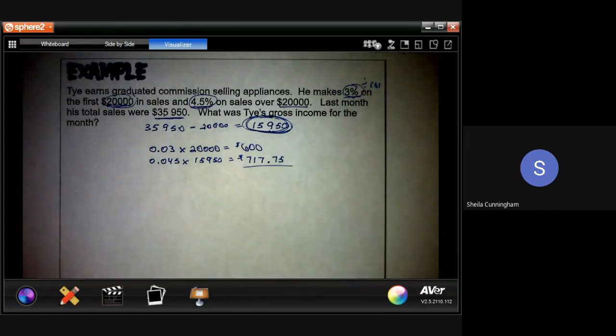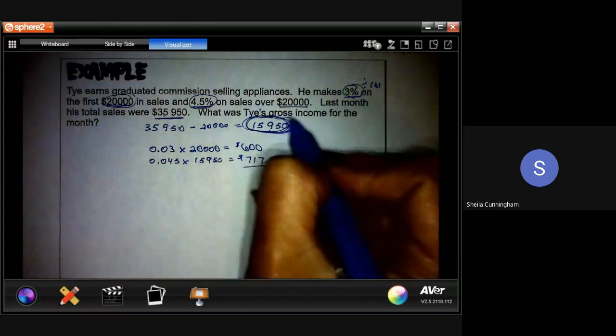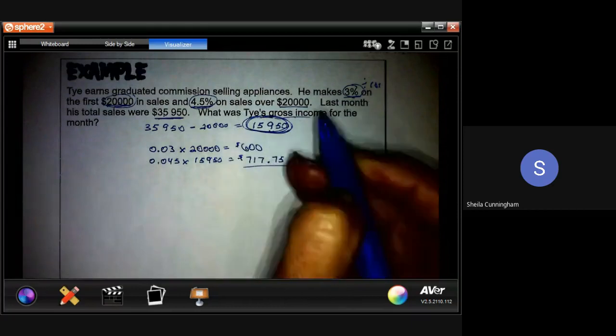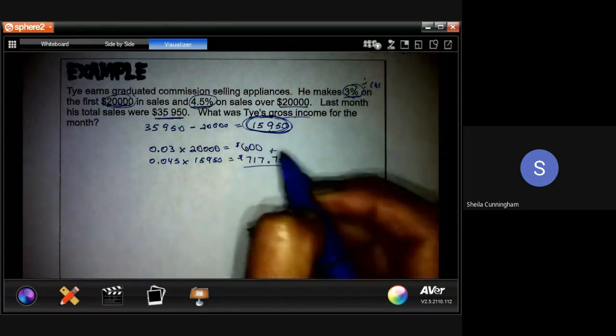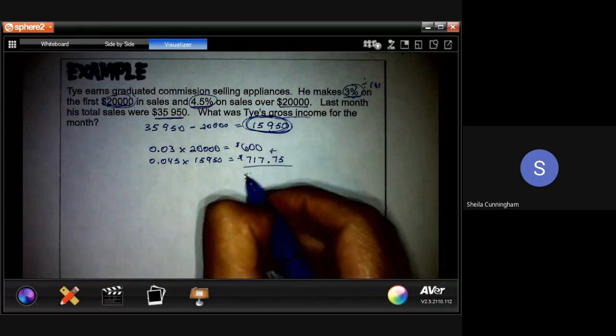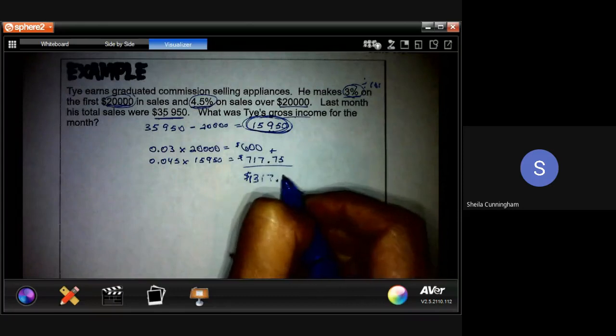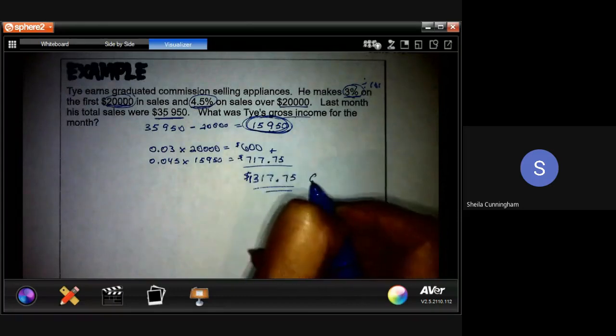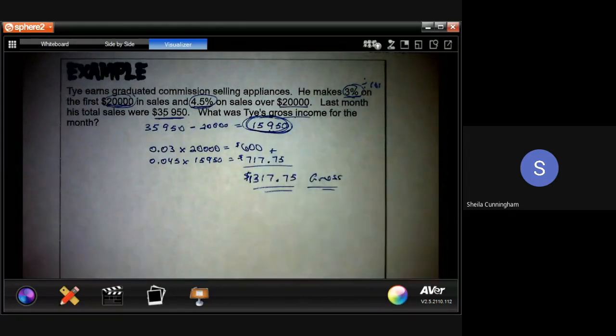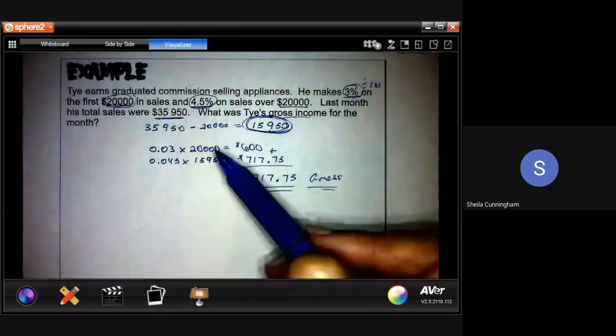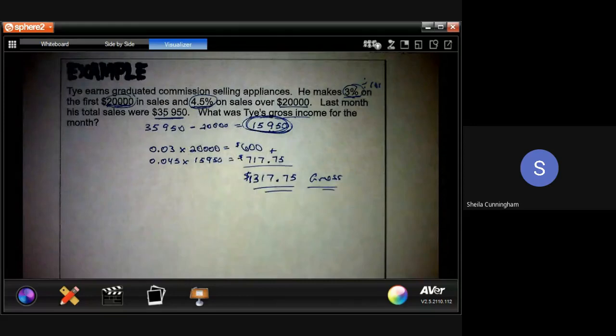So now all we want to do, we want to find out what his gross income, so his total income for the month is. So we're essentially going to just take these two, add them together, and his gross for the month is $1,317.75. That's his gross. So finding out each piece and then adding all those incomes together.